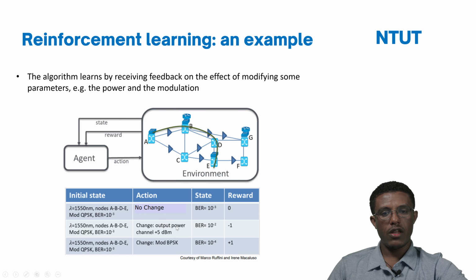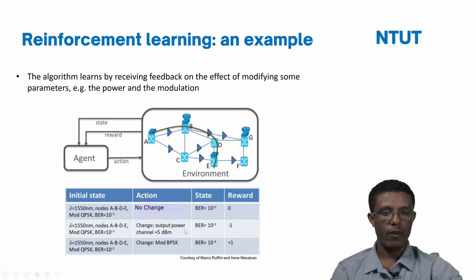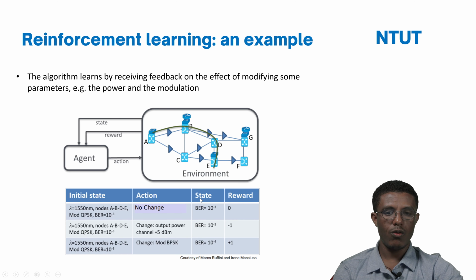Then when you change the output power, here for example, originally the node is similar to the initial, the modulation is QPSK, the bit rate is similar to the previous one, but we try to change the power. Then we try to make it plus 5 dBm power, and then the bit rate becomes 10 to the power of minus 2. So the reward is minus 1, which is a punishment.